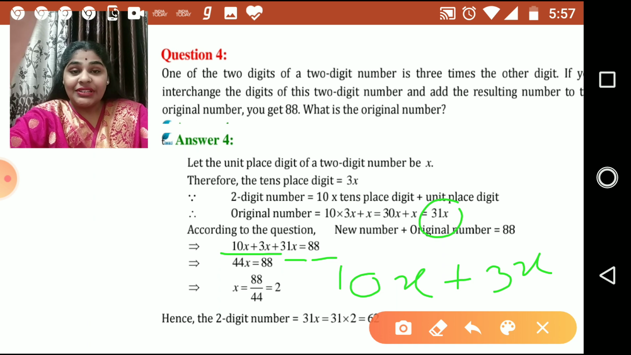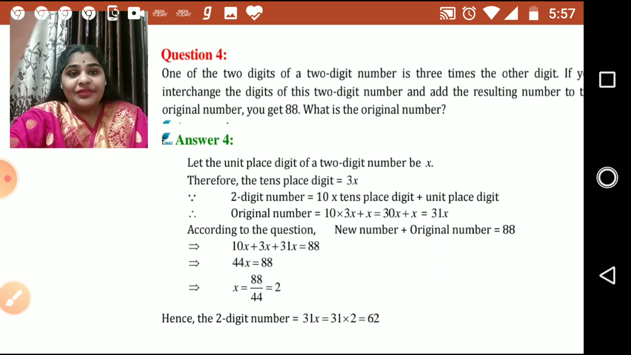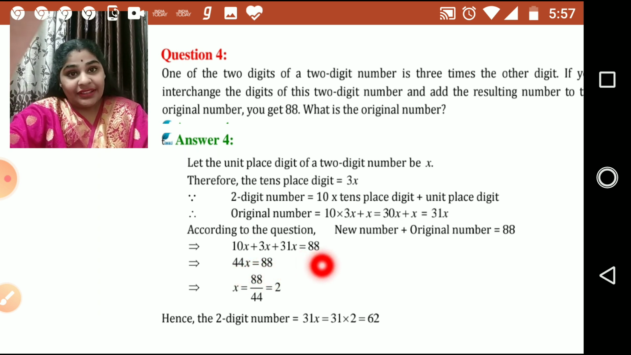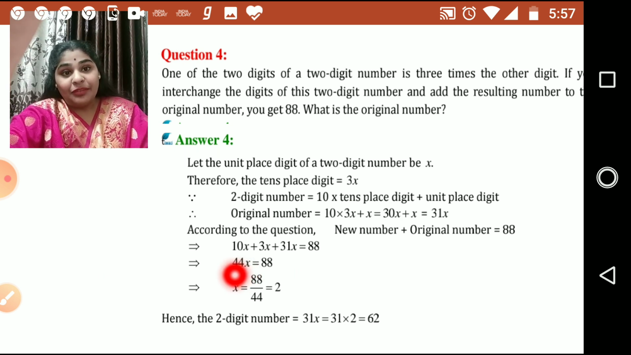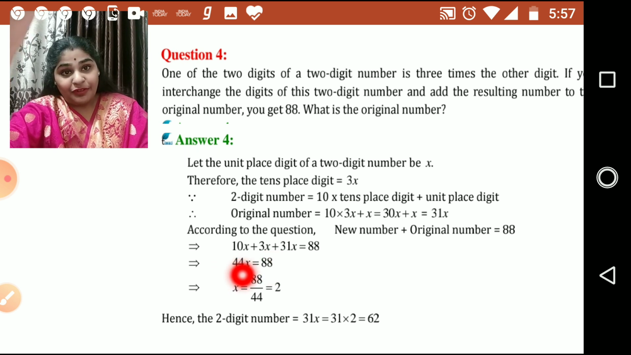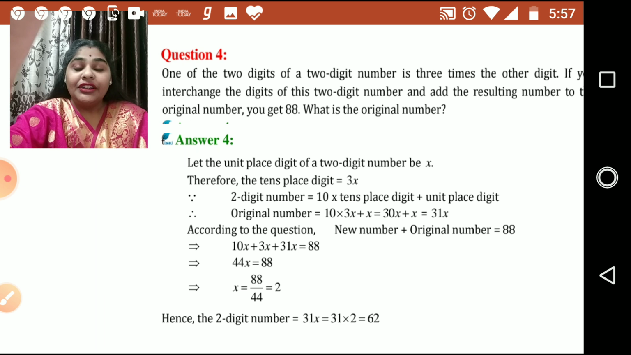I hope you understood, children. So 88. Now here we are going to solve it. It is very easy, children. Now 10x plus 3x plus 31x is nothing but 44x equal to 88, which is on the right hand side. Now only 44 is present along with the x variable. We are going to transpose it to the other side. It is in multiplication form as of now. When we shift it, it will go to division. So x will be equal to 88 divided by 44, which is nothing but equal to 2.